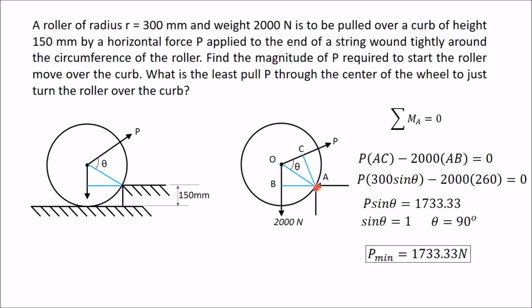Again, if you need reaction at this point A, you have to apply sigma Fx equal to 0, get horizontal component, and then sigma Fy equal to 0, and using that get this vertical component, and then determine resultant of these two components. In this case you are required to determine minimum value of P. Sometimes this angle will be given and you are required to determine the value of P. In that case you have to put in this equation just value of theta and get value of P.